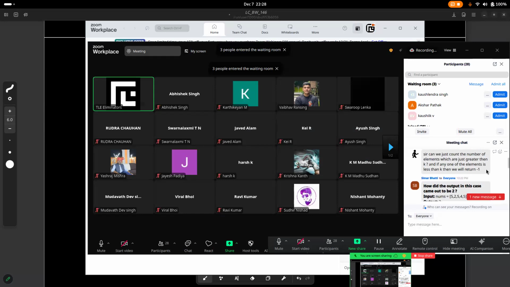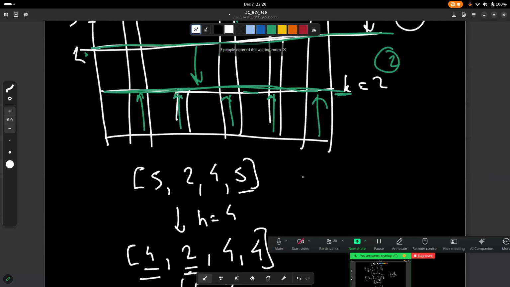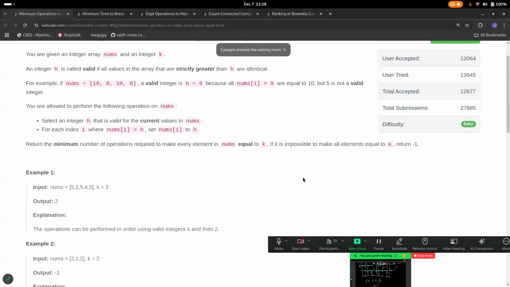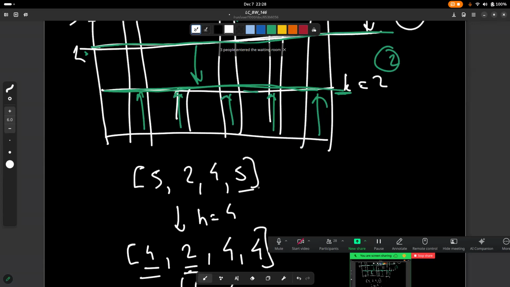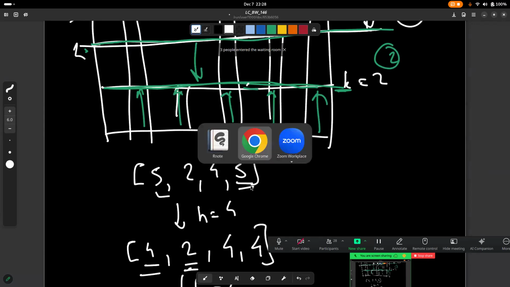Can we just count the number of elements which are greater than k? And if any element is less than k, we'll return -1. About counting the number of elements greater than k, we actually need to consider only the unique elements which are greater than k, not all the elements. If we just count them, we will be counting 5 and 5 twice, so that won't be valid.